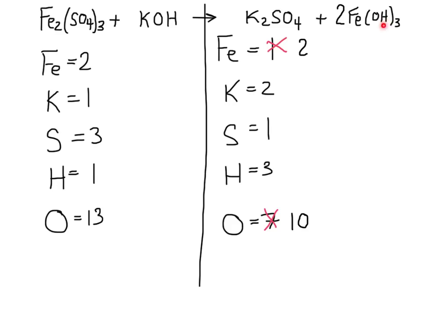So over here was hydrogen. There were 3 of them. I'm multiplying that by 2, and so I'm going to change this 3 now to a 6.